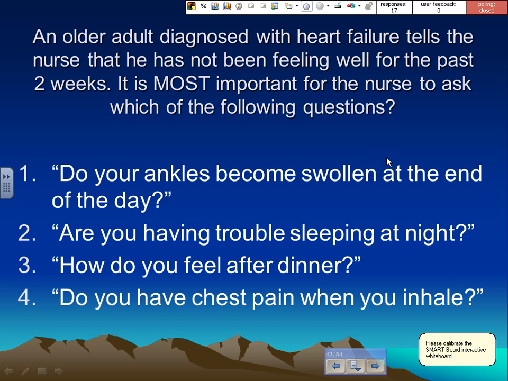The older adult diagnosed with heart failure tells the nurse he has not been feeling well for the past 2 weeks. It is most important for the nurse to ask which of the following questions? Do your ankles become swollen at the end of the day? Are you having trouble sleeping at night? How do you feel after dinner? Do you have chest pain when you inhale?